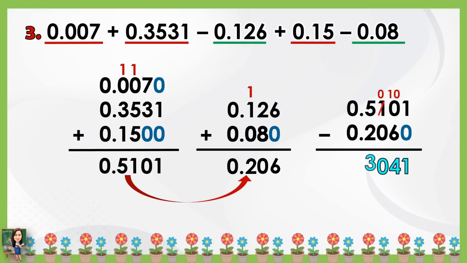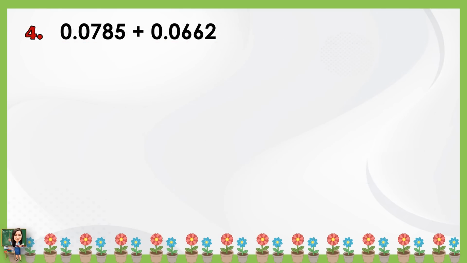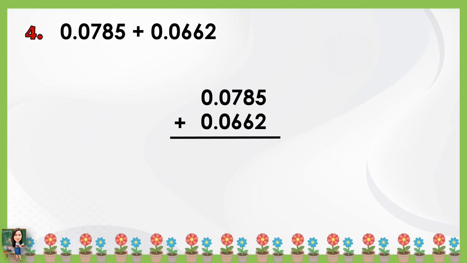5 minus 2 equals 3. Then write the decimal point and the 0. So the answer is 3,041 10,000ths. Number 4. Arrange the digits in columns and align the decimal points. 785 10,000ths plus 662 10,000ths equals 5 plus 2 equals 7.